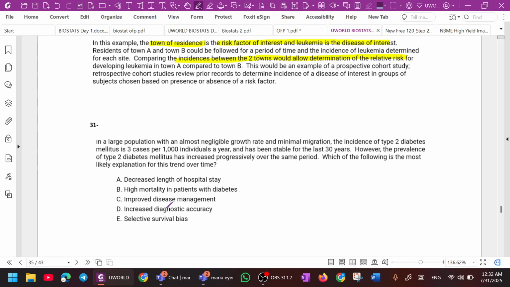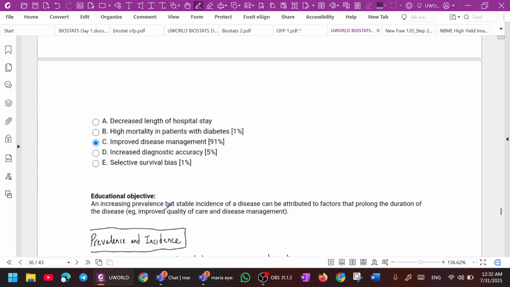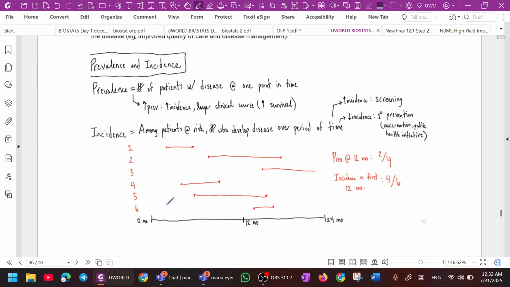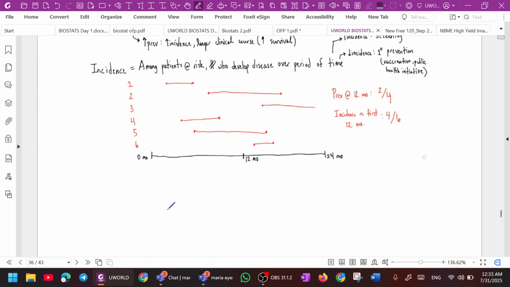It increases the incidence, isn't it? Perfect, perfect, perfect. Okay, let's check. It is C. I think you got it. Okay, with the definitional objective.